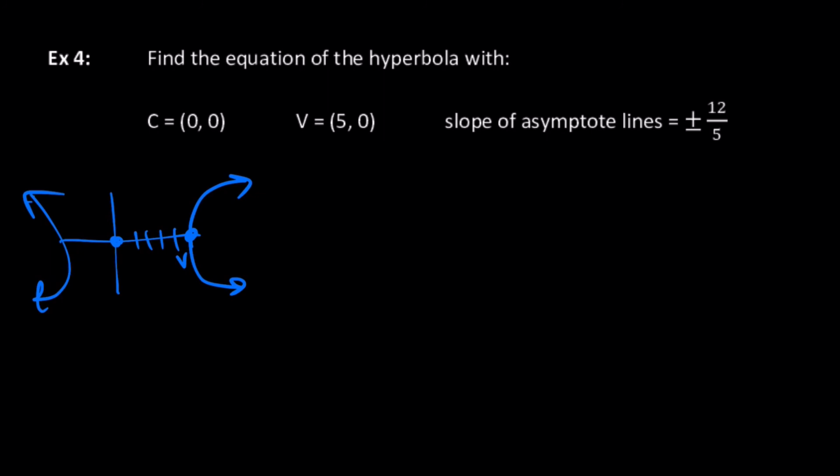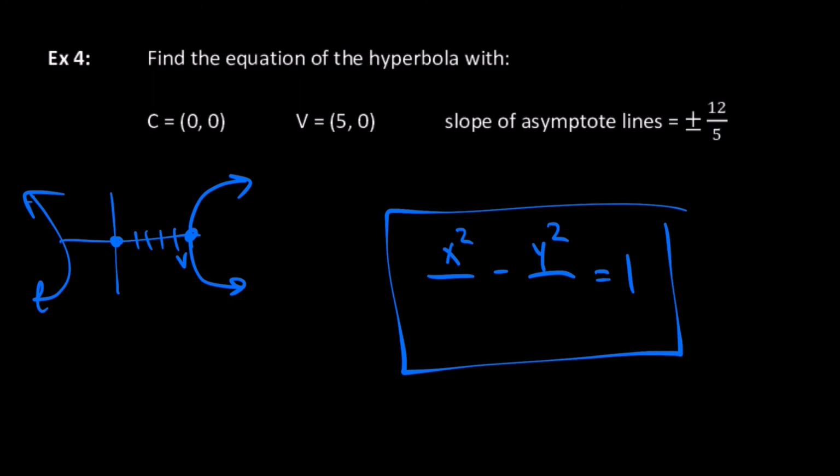So it's going to be x squared. Let's do that right here. x squared over something minus y squared over something equals 1. Again, the reason I know it's this, x squared minus y squared, is because it's a left-right. So what do I need to find? I need to find the x pole squared. And here I need to find the y pole squared. Well, we already have the x pole.